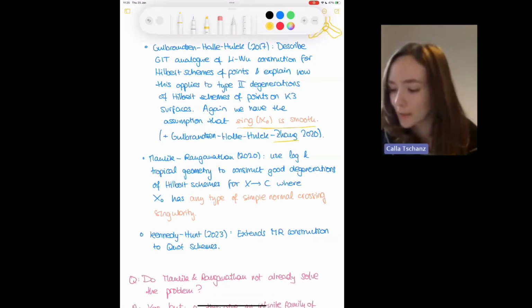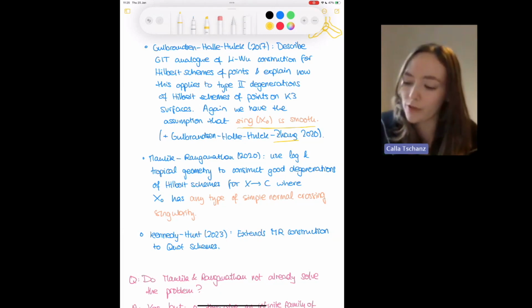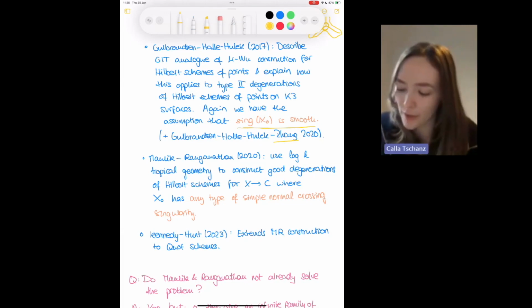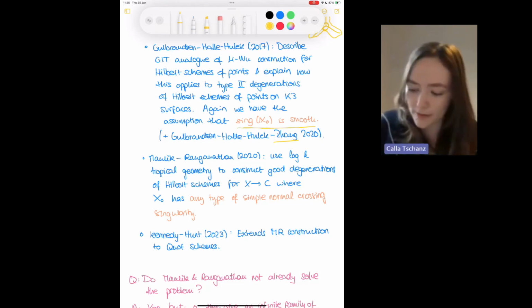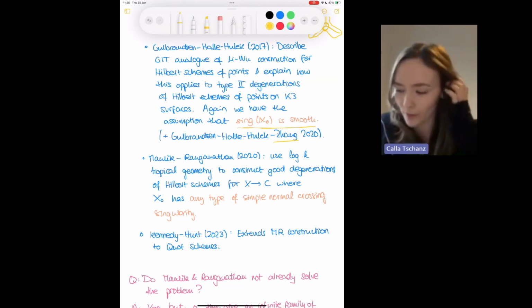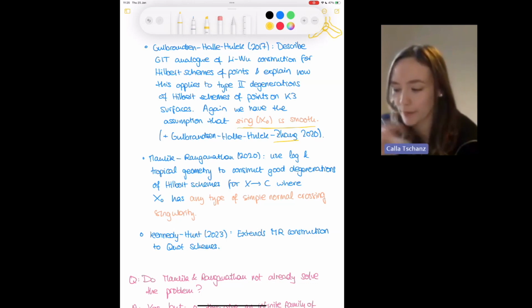And then slightly more recently, in 2020, we have this work of Maulik and Ranganathan, where they use logarithmic and tropical geometry to construct good degenerations of Hilbert schemes for families where the special fiber can have any type of simple normal crossing singularity. So this is hugely more general, because anything that you can get into the simple normal crossing setup by using semistable reduction, you could apply this machinery to. So this really opens a lot of doors.